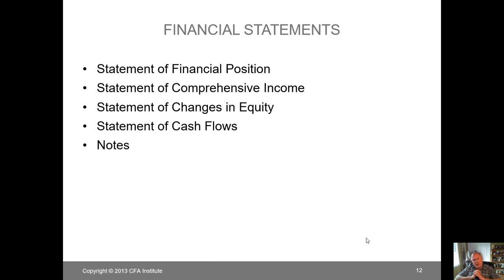I took a look at them briefly when we were going through the 10K, but the first one is our statement of financial position, also known as a balance sheet. What you're going to find is each company may use slightly different terminology, okay? So it becomes important to know what we're looking at. Statement of financial position, balance sheet, statement of assets and liabilities, and shareholders' equity.